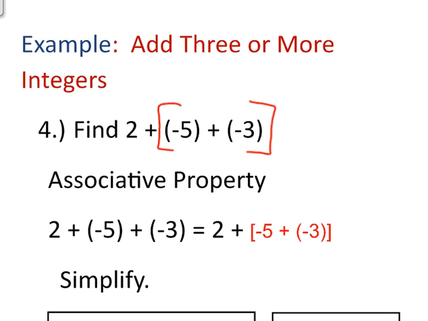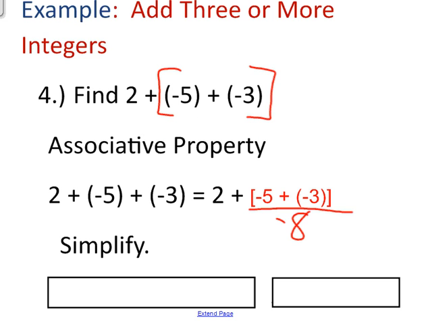I chose to do that because they have the same sign. And when they have the same sign, you know that I simply add them together and use the sign that they have. So now I've got 2 plus a -8.